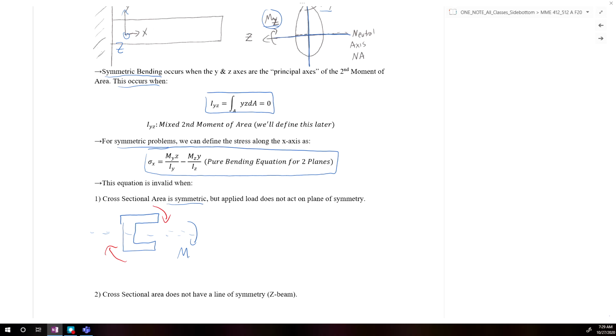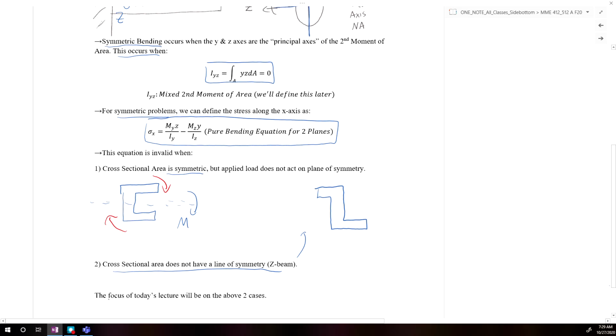The second case is if your cross-sectional area does not have a line of symmetry. What that looks like is something like a Z or an S cross-section here. No matter how you load this section, it's going to have asymmetric properties. So we're going to focus on these two cases.